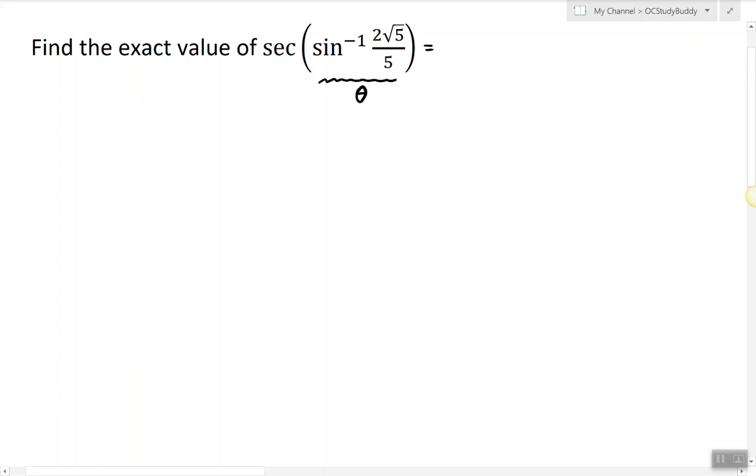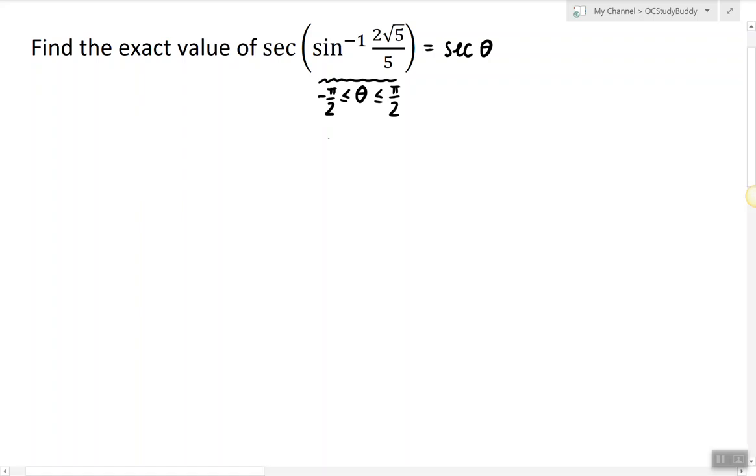So the question now becomes very simple. That is, we need to find secant theta. So let's figure out what we know about theta. Theta is sine inverse of some numerical expression, and by the definition of sine inverse, theta must be between negative pi over 2 and pi over 2, because theta should be in the range of sine inverse.